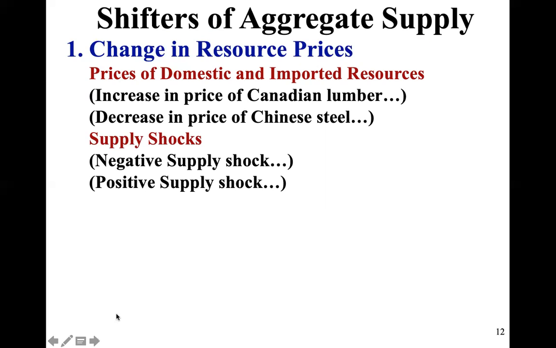Okay. The most famous negative supply shock in history was the US oil embargo in the 1970s, which created a negative supply shock in the whole economy as a result of that shortage of oil.